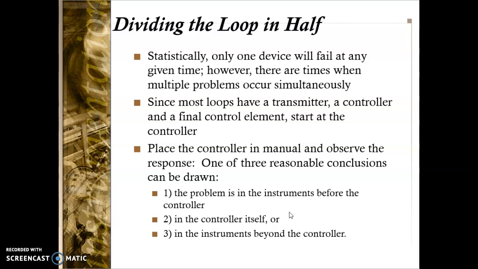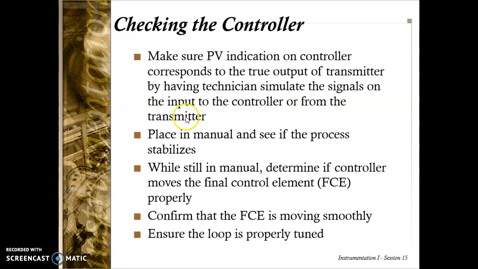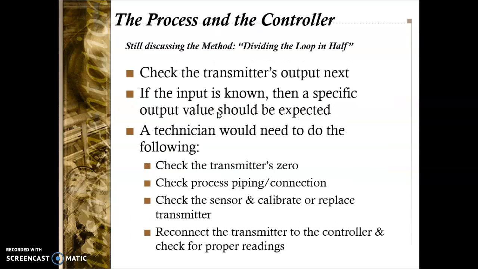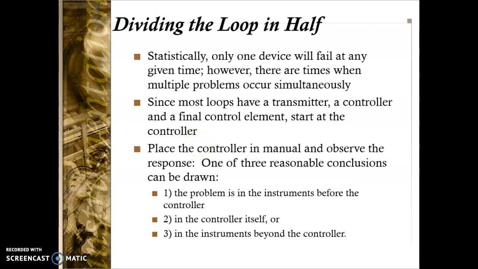Now another really cool tool is called dividing the loop in half. So this is one part of it. You think about your control loop. You have your sensing elements. It goes to a controller. Then from the output of the controller, you go to your final control element. So you really can see how we could divide this in half. Statistically, one device is going to fail at any given time. It's very rare that you have multiple problems. Very rare. So again, you're just going to be looking for one piece right now. So most of the loops have this, like I said, transmitter, controller, to the final control element. So we already started at the controller in this last slide, right? So after that, you come to, sorry, I went the wrong way.